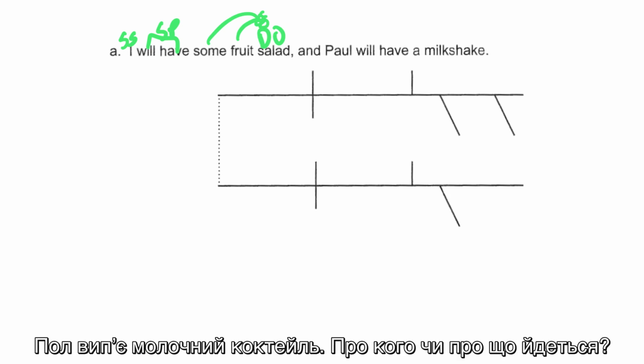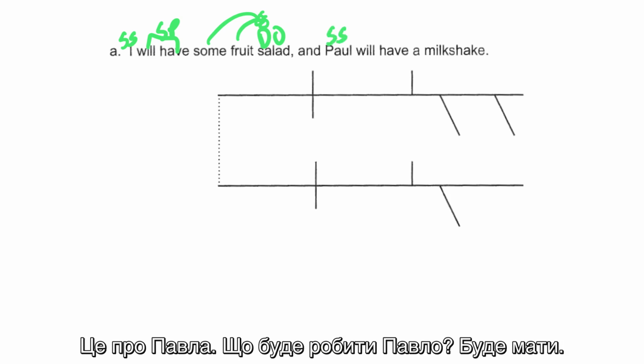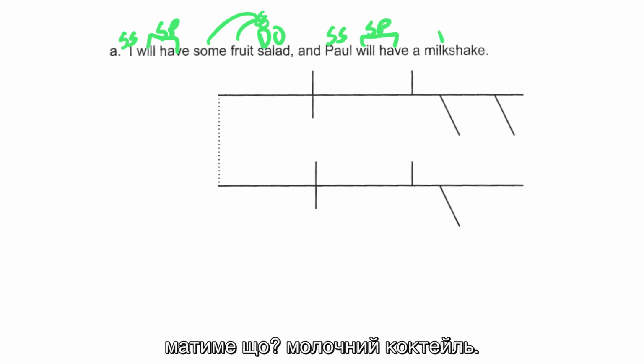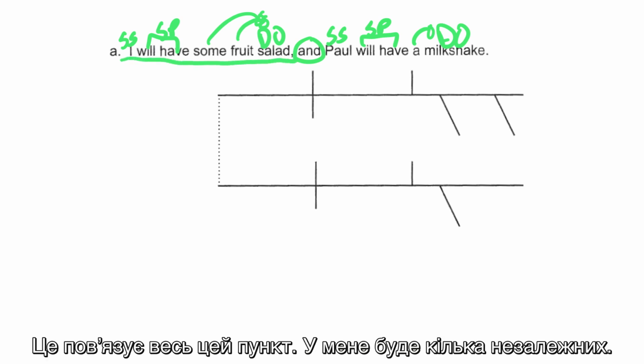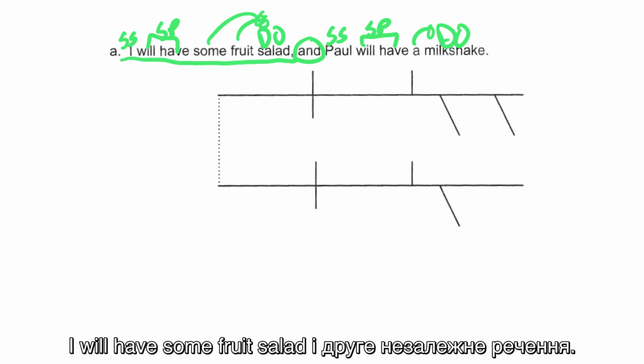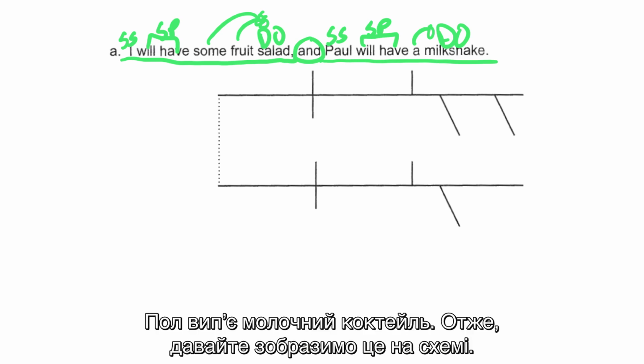Paul will have a milkshake. Who or what is this about? It's about Paul. What will Paul do? Will have. Will have what? Milkshake. How many milkshakes? A. The word and connects two things. What does it connect? It connects this entire clause, I will have some fruit salad, and the second independent clause, Paul will have a milkshake.